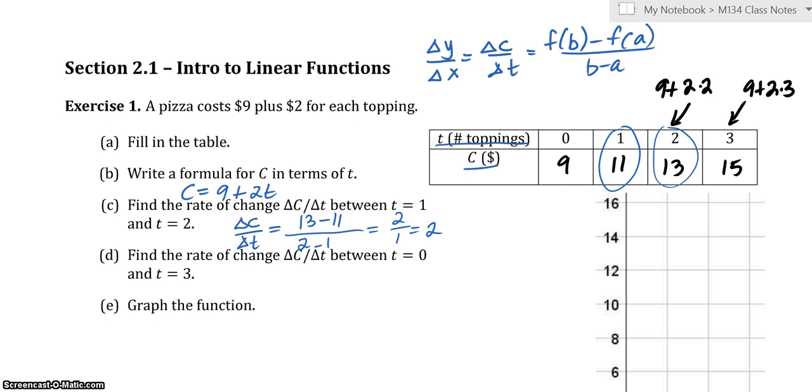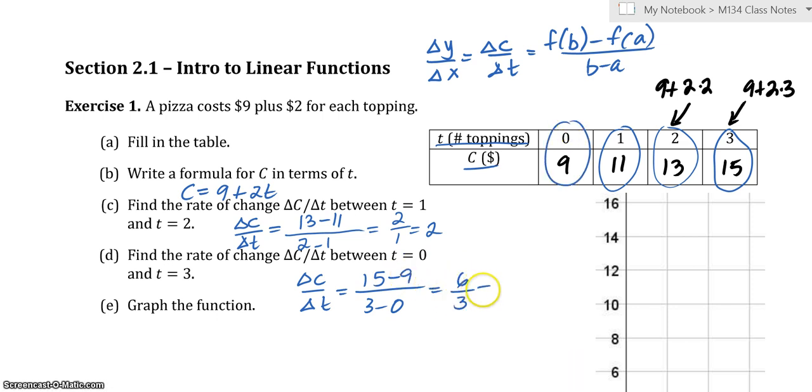So let's do the same thing between 0 and 3. So that would be 3 minus 0. Now the b is 3 and the a is 0. So we still use 3. f of 3 is 15, so I'll use that one, minus f of 0, which is 9. So that's 6 over 3, which is still 2.